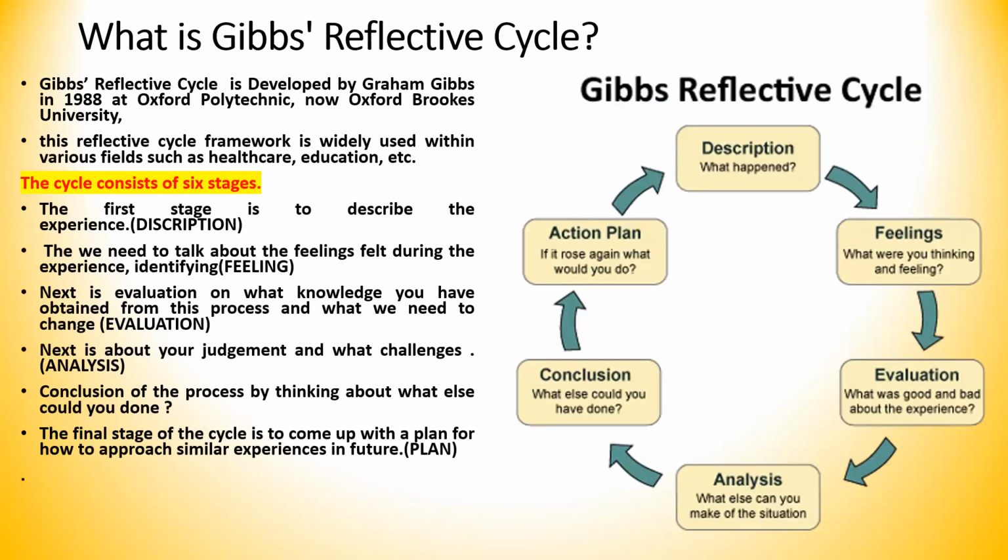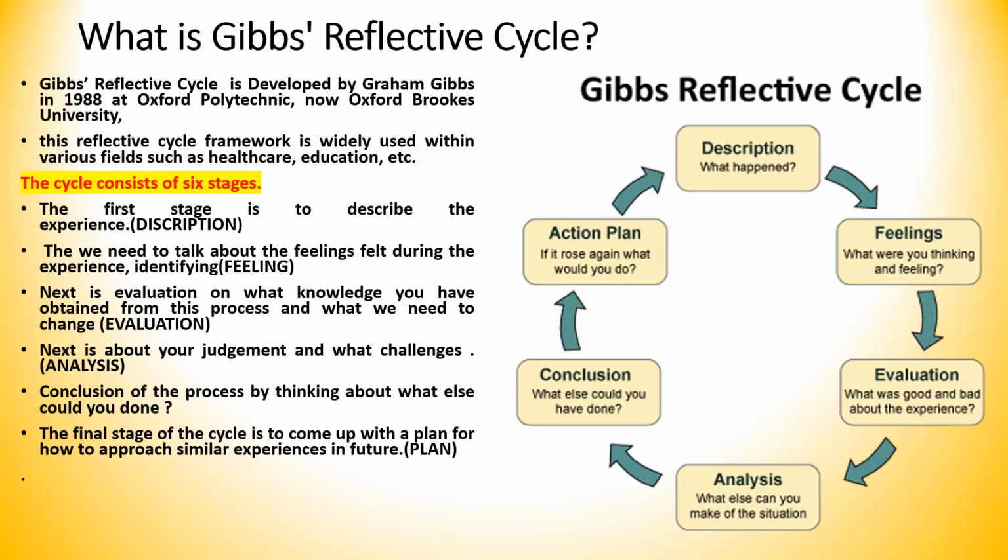So, the Gibbs reflective cycle is a type of reflective model which we can use, especially in healthcare and education setup, to analyze our capacity, to analyze ourselves, to analyze our need to improve ourselves, to know who you are. This cycle consists of 6 stages: description, feeling, evaluation, analysis, conclusion, and action plan.